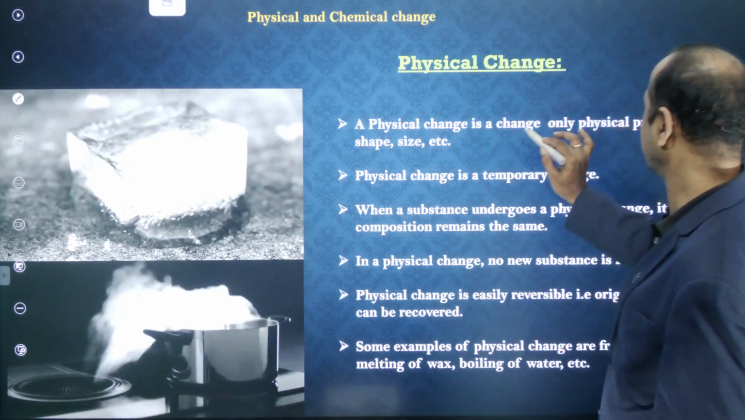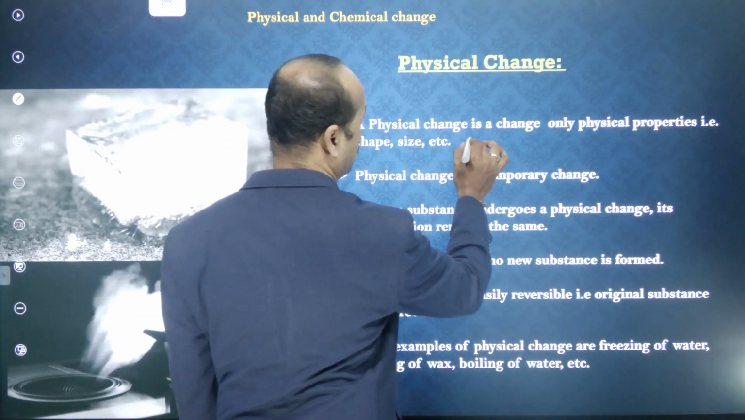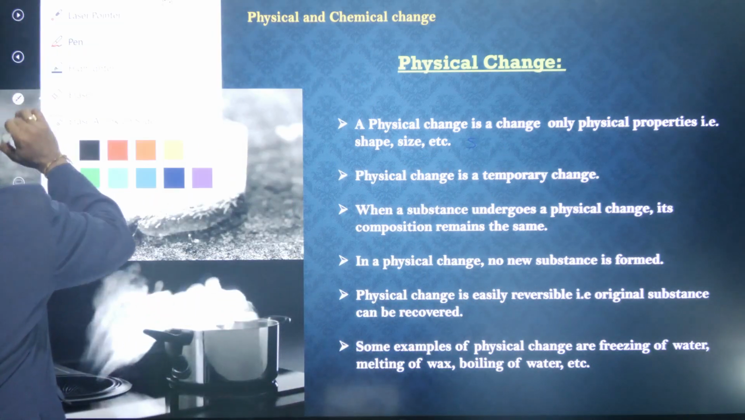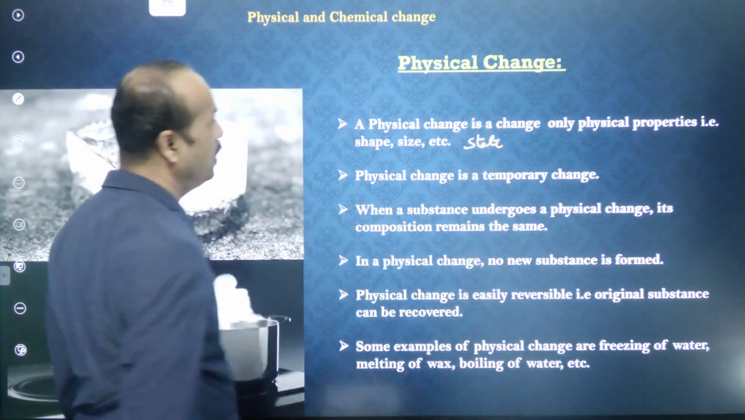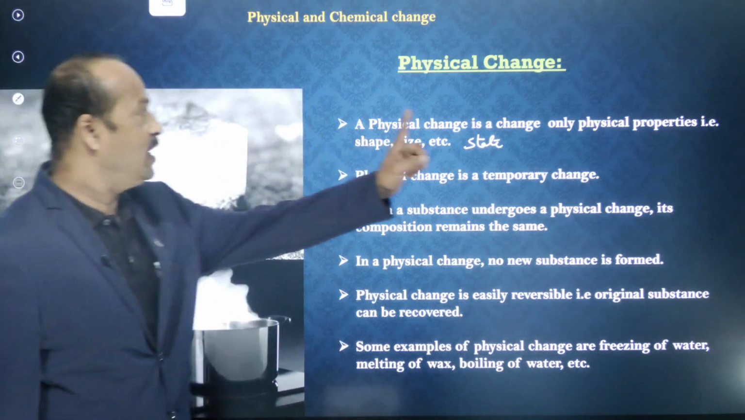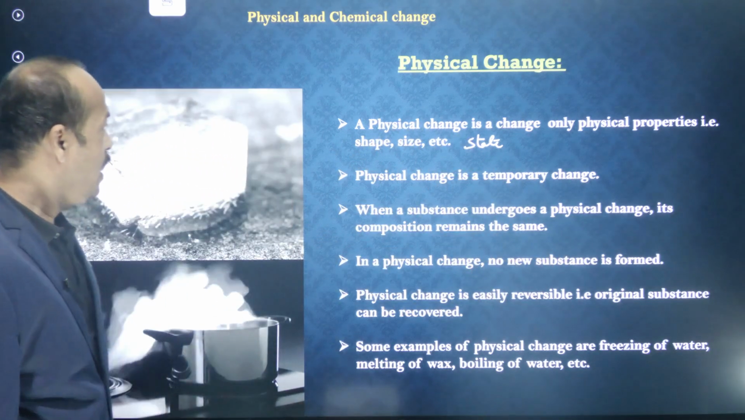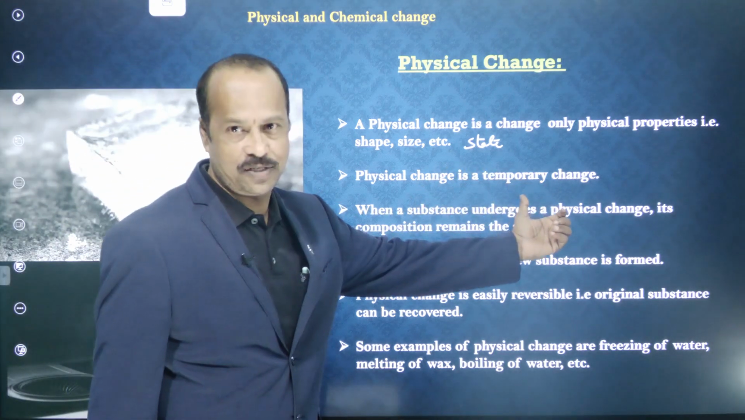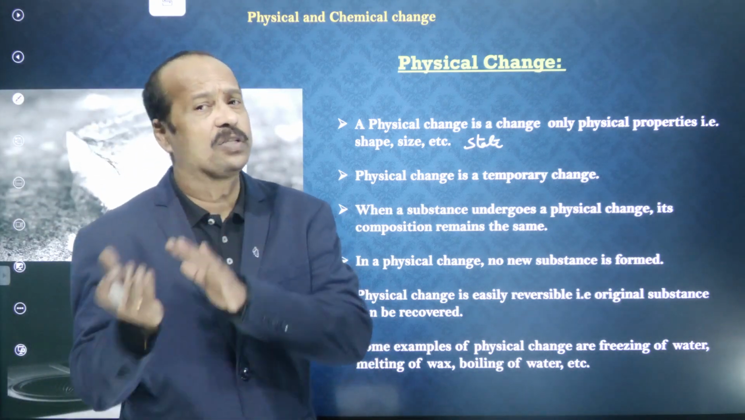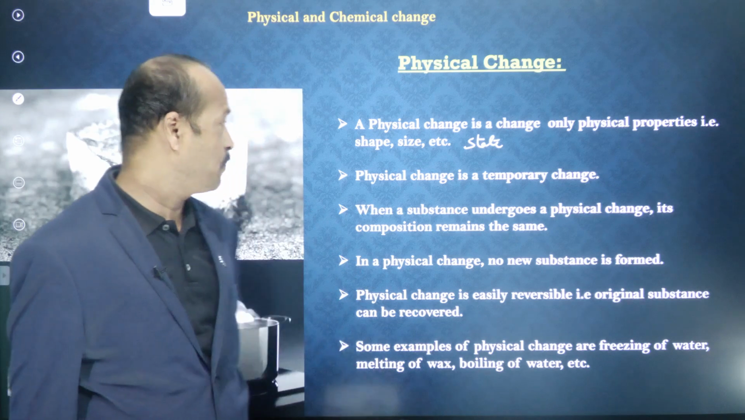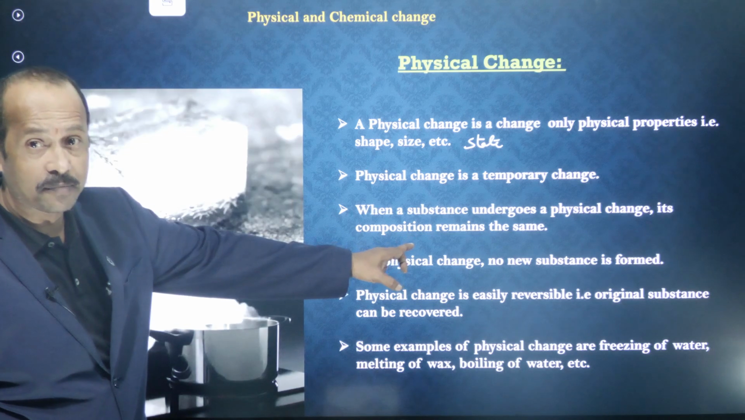A physical change is a change only in physical properties like shape, size, even you can include state also. Okay. A physical change is a change only in physical properties such as shape, size, state, etc. Right? And a physical change is a temporary change. Temporary means what I said? For some time. Okay. If the conditions are changed, again it comes to its original stage. Okay. And when a substance undergoes a physical change, its composition remains the same.